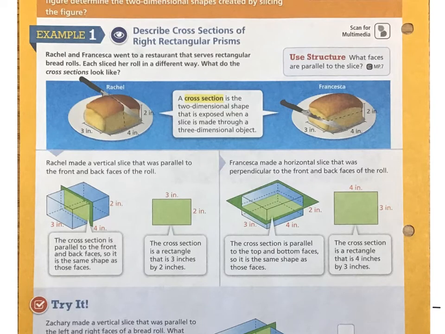So what I see here is a vocabulary word, and that is the two-dimensional shape that is exposed when a slice is made through a three-dimensional object. So take a look at how they divided up their bread rolls.